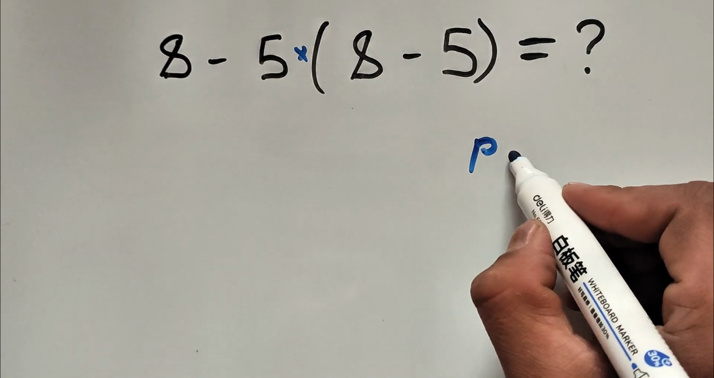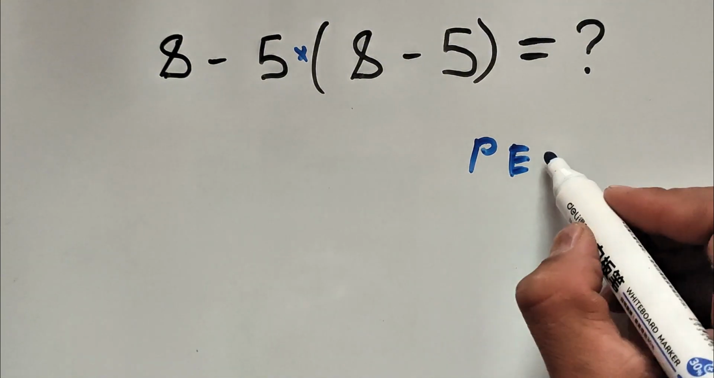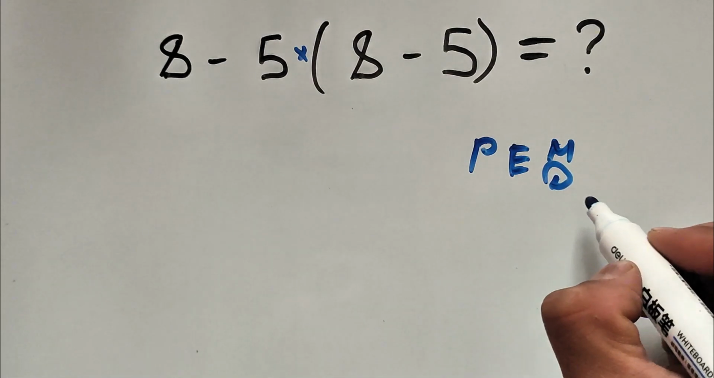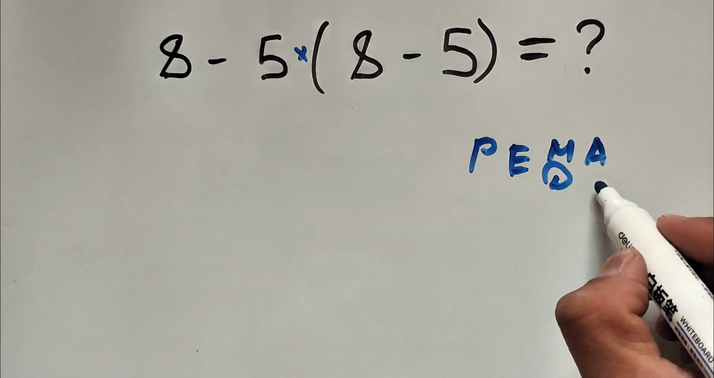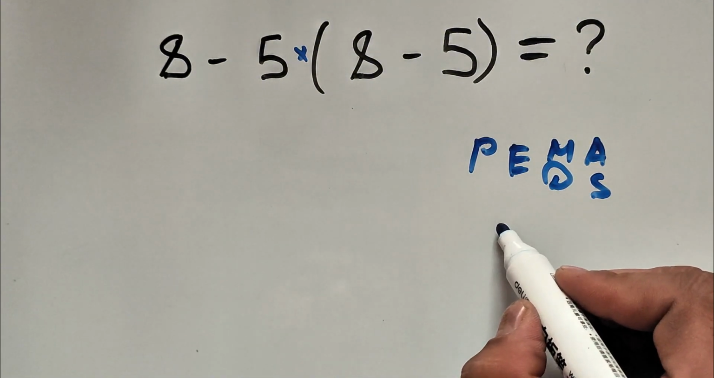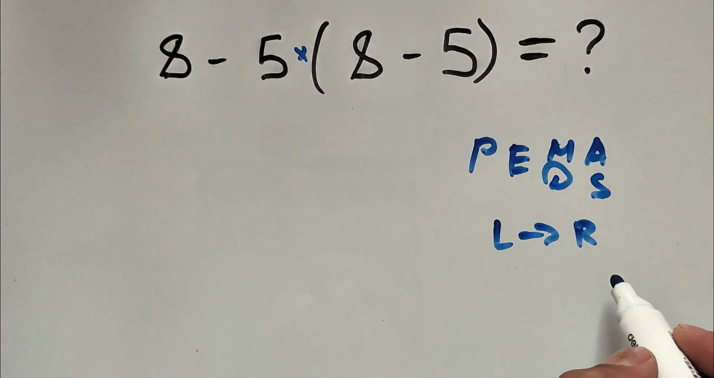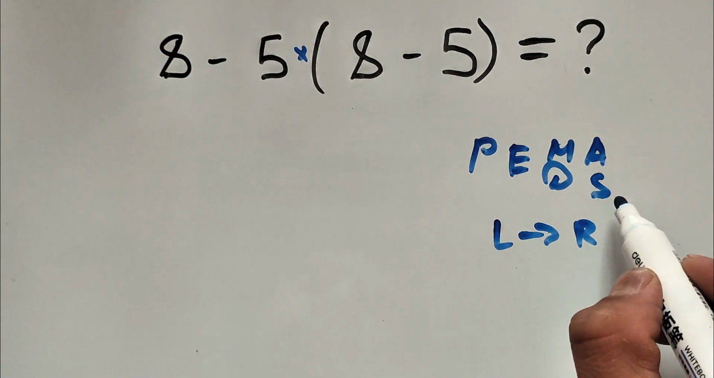After that, if there is an exponent, we have to work the exponents. After that, multiplication and division. Finally, addition and subtraction. Multiplication and division have equal priorities. That's why we have to begin to work from left to right. And the same rule applies for addition and subtraction.